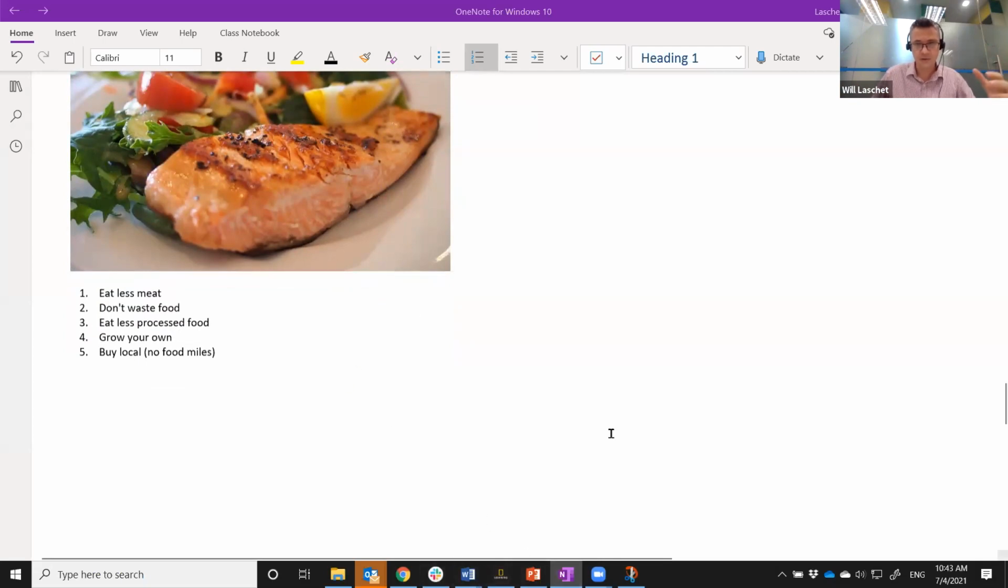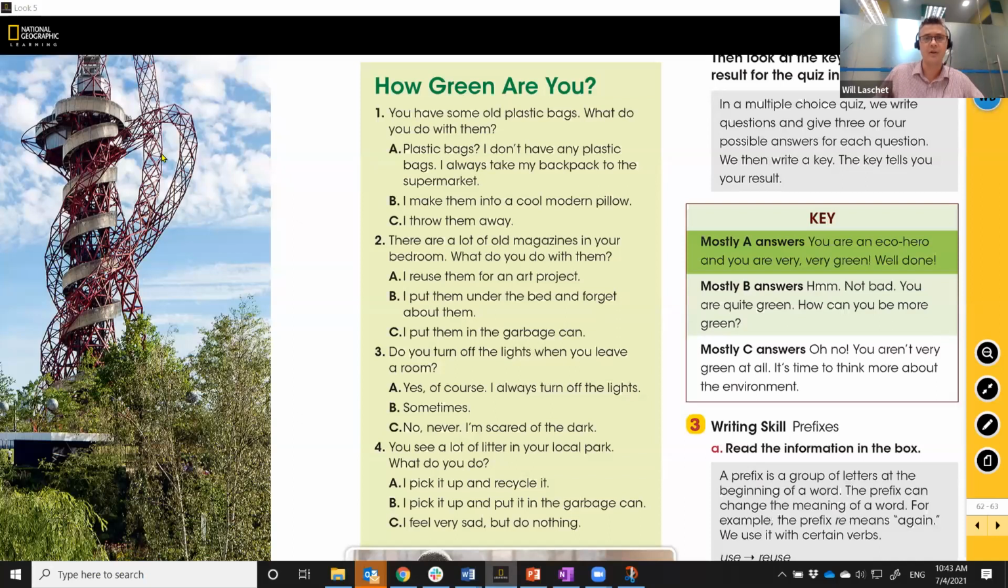So what I want to do now is make a couple of questions. So let's go back and have a look at the model. Okay, so here's our model. If we look at question 1, it says you have some old plastic bags. What do you do with them?